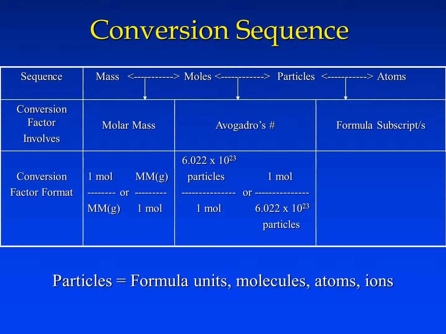And the same process, of course, occurs in going from particles to atoms, except that in going from particles to atoms, we use the formula subscripts. And how do we use them? Well, we can say that a certain number of atoms is equal to 1 particle, let's say 1 molecule, and vice versa, and use the appropriate conversion factor.